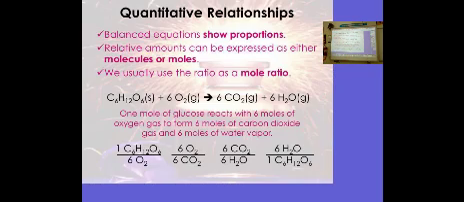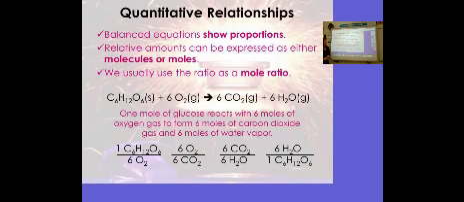Here's my example equation. A balanced equation will show you proportions. Those are my coefficients. Here in this balanced equation, my coefficients are 1, 6, yields 6, 6. These relative amounts can be expressed as either molecules or moles. We're primarily going to focus on the ratio as a mole ratio. Whenever we want to convert one substance to another, we have to get to moles, and then we have to use these mole ratios.